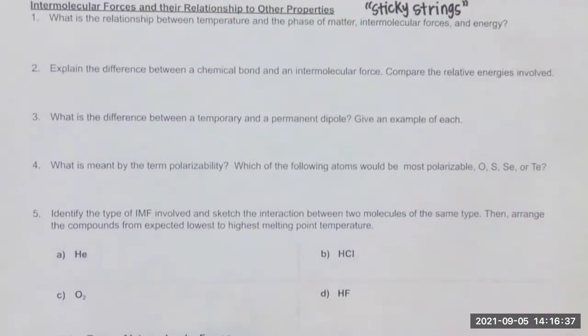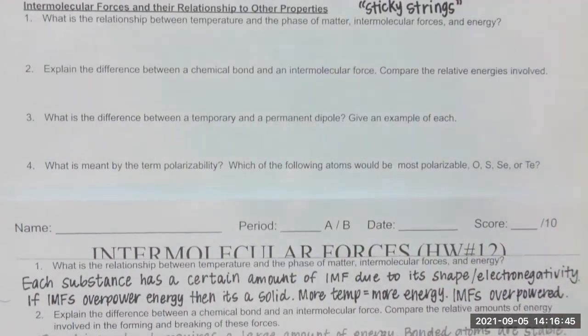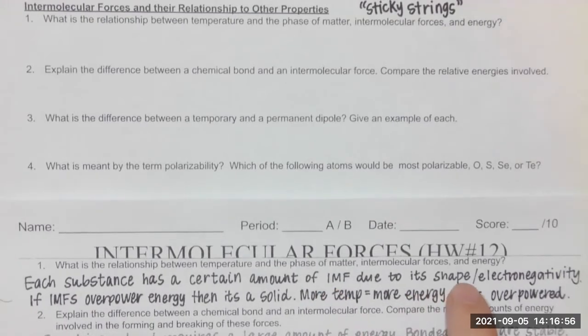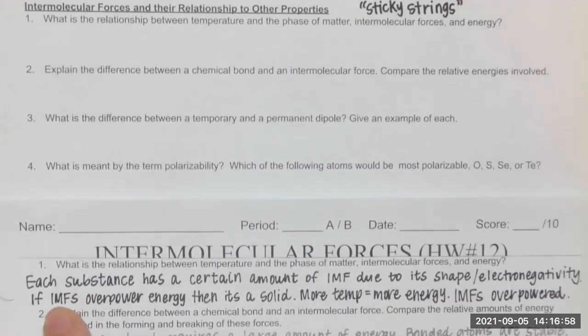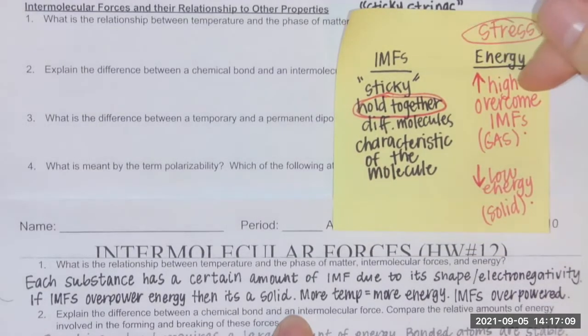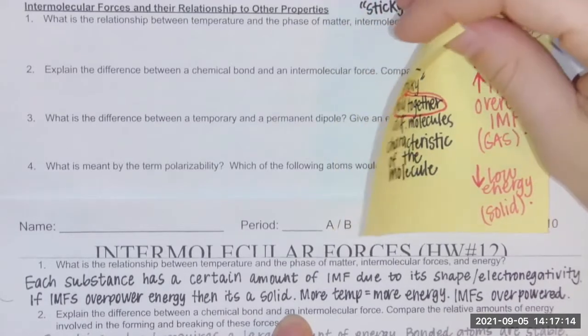So that's what I would write for number one. Here's my answer key. What is the relationship between blah, blah, blah? I'd say each substance has a certain amount of IMF sticky due to its shape or electronegativity, whatever. If IMFs are able to overpower energy, then it's a solid. But the more temperature, the more energy we have, we can overcome the IMFs and change it into states like gases.